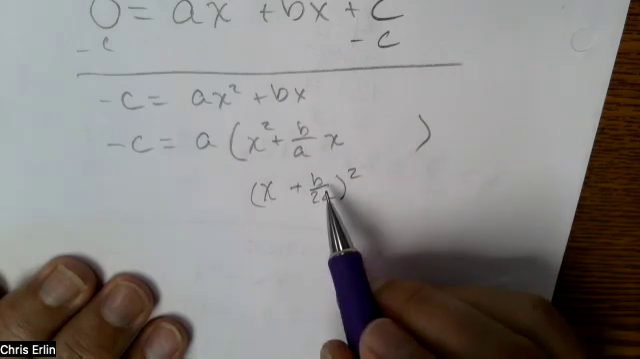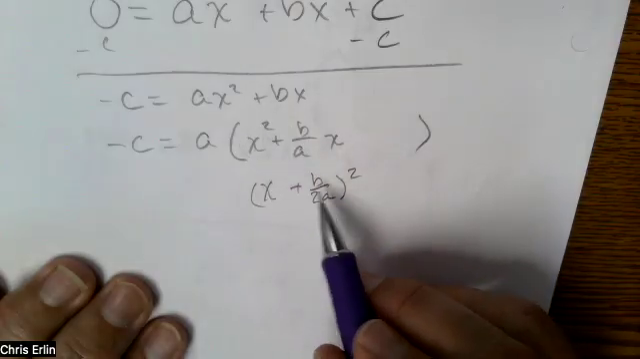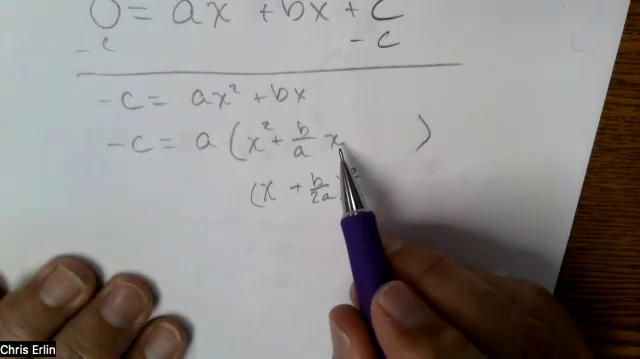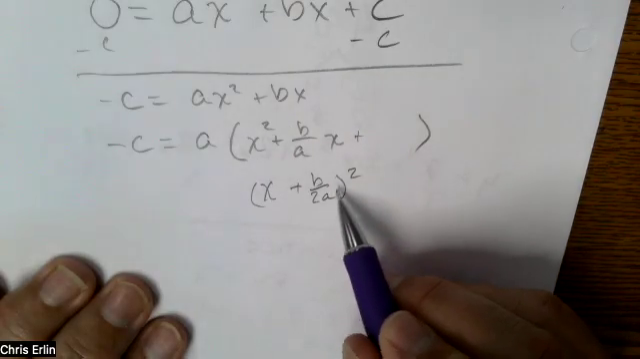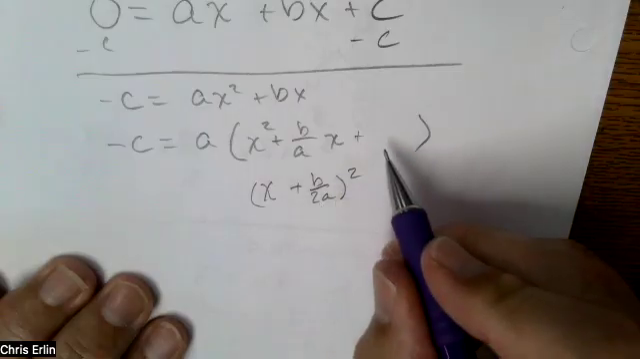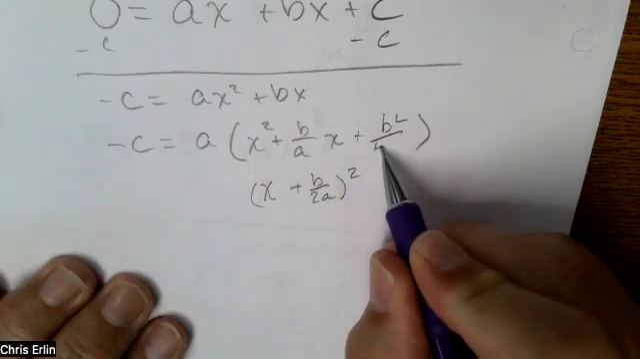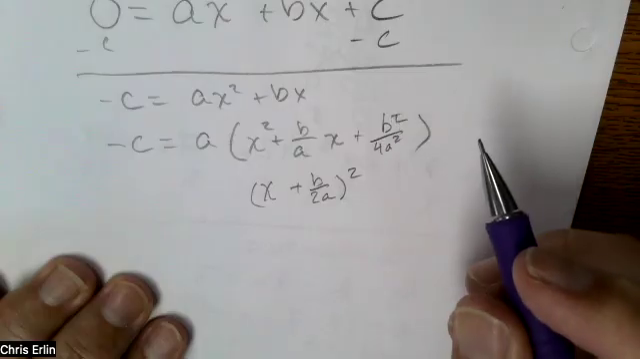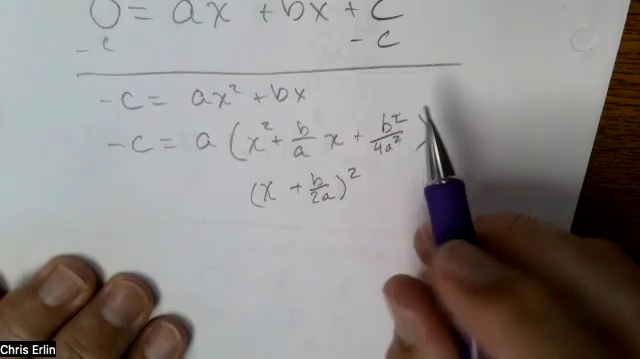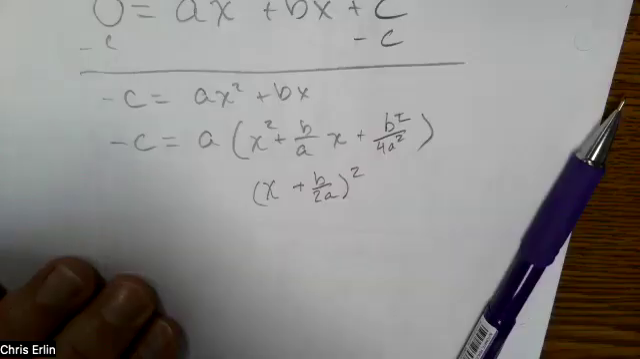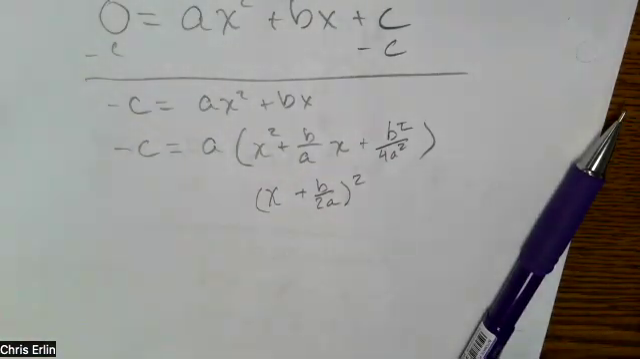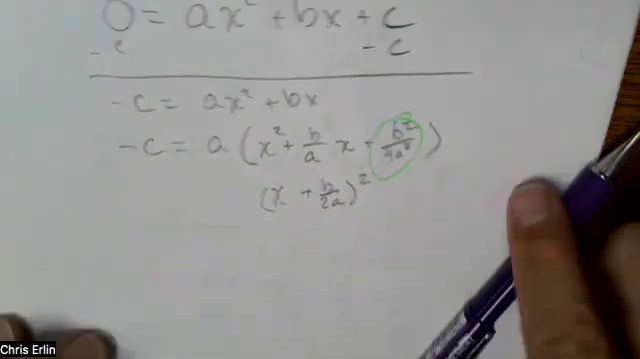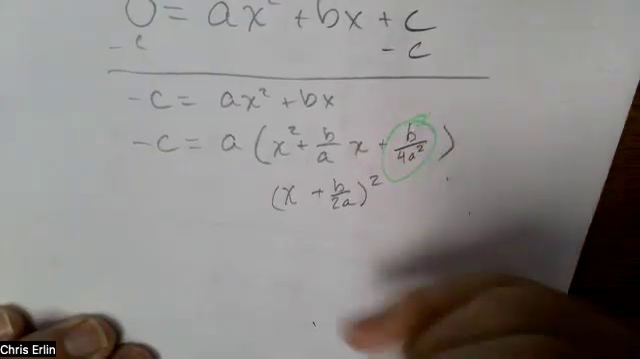But when I FOIL this out, I'm going to end up with x squared plus twice this x plus this thing squared. So b squared over 4a squared. And I've now added this to the equation, right? I've changed my balance by adding this piece.